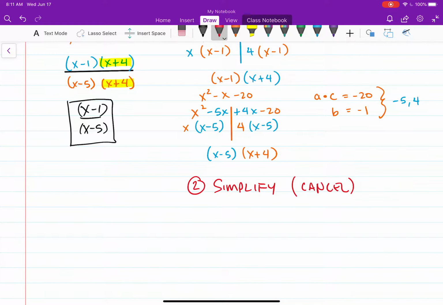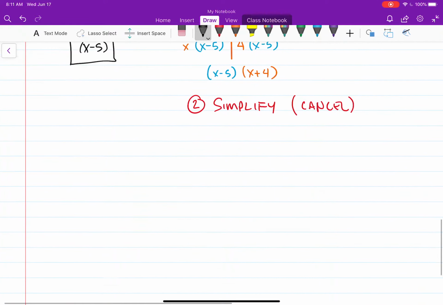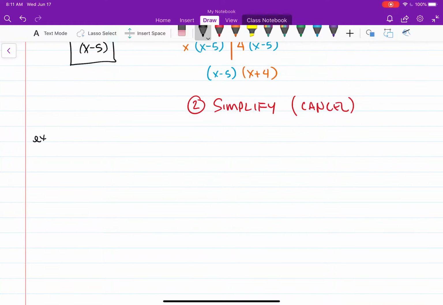Now, with that being said, you also need to remember this example, because this example will come in handy. 7 minus y over y minus 7. Okay?